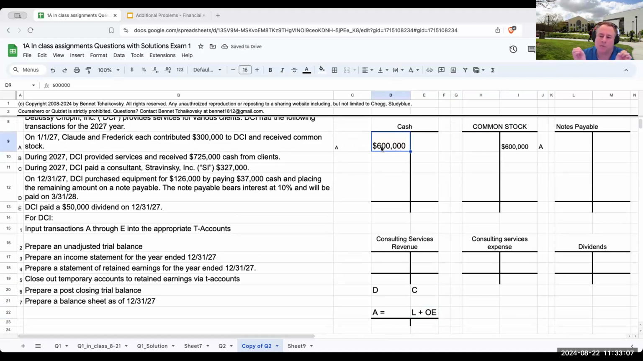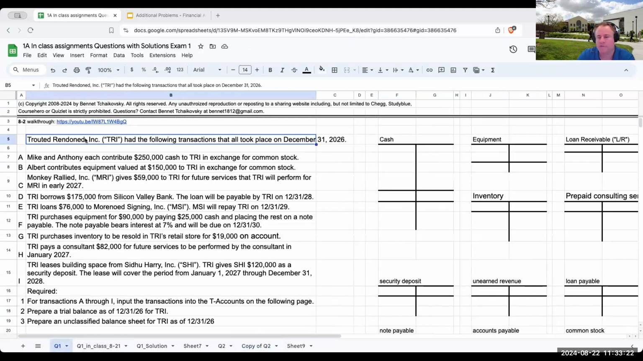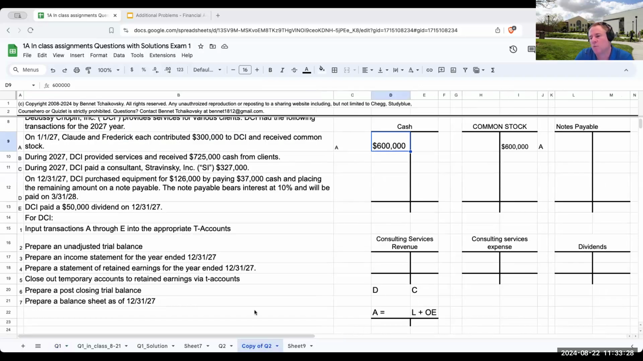Now, when we look at letter B, this is going to be brand new from the last video. The last video we did in this series really focused on all of these transactions happening on December 31st. The real purpose in giving you this question was to help you get ready in terms of how we record basic financial statement transactions, which is really important to do. But now what we're doing here is, well, companies don't operate on just one day out of the year. They're operating throughout the year.